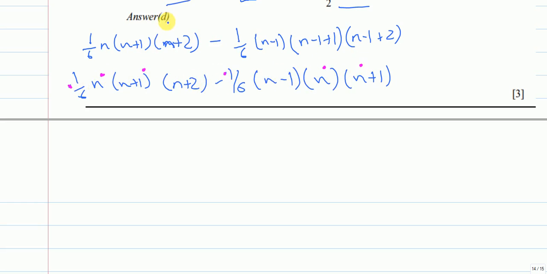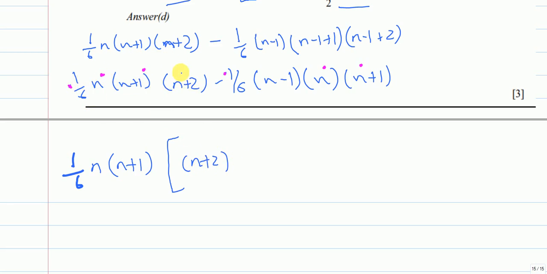So whatever is common, I will take it out of the equation, and I will have 1 over 6 n and n plus 1. The common I have written. Now I will open a big bracket, and from the first part, what I have taken out is already gone. So 1 over 6 is gone, n is gone, and n plus 1 is gone. What's left is n plus 2.